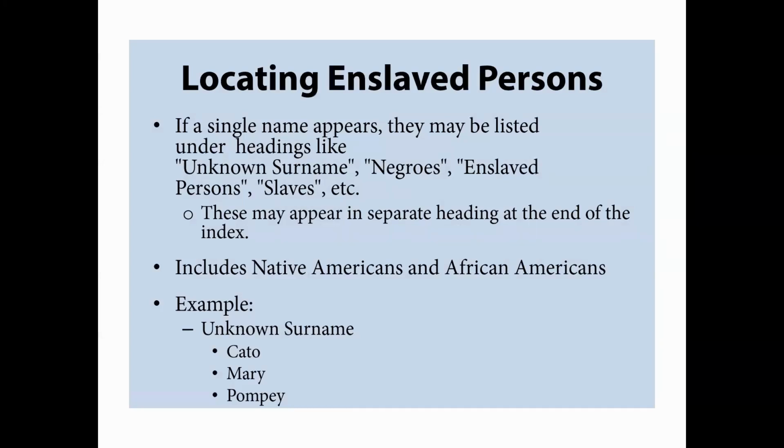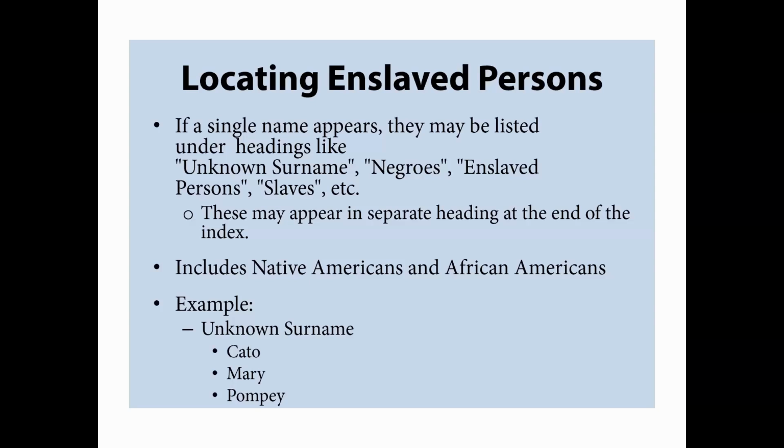When you're looking for enslaved persons, whether they be Native Americans or African Americans, or other enslaved persons, you want to make sure that you're accounting for different headings that someone might appear under. The reason is that in a lot of cases, someone did not have a surname that was given to them or adopted later. So a lot of times, especially in earlier records, you might find that there is no last name.